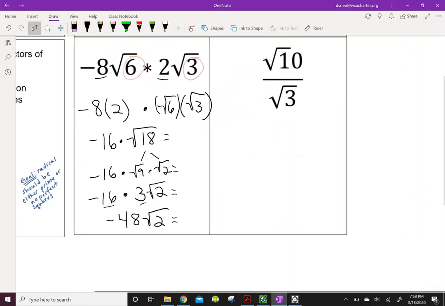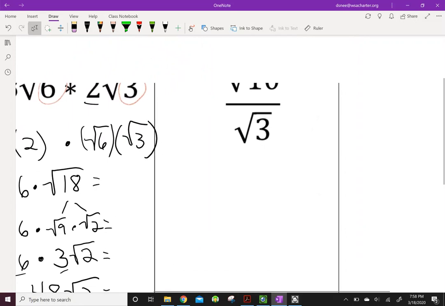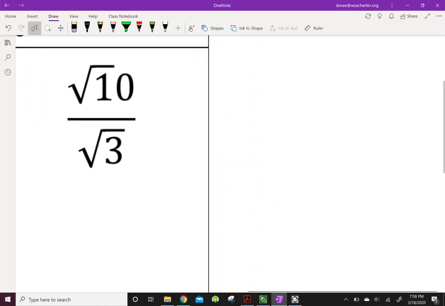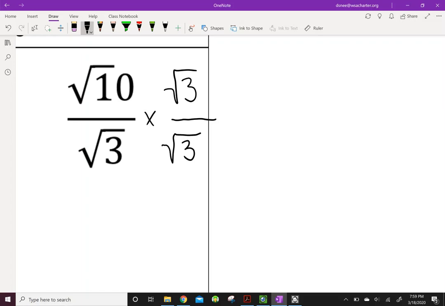When we divide, what we're trying to do is get rid of any radicals in the denominator. And the way we're going to do that is multiply this whole thing by the square root of 3 over the square root of 3. If I multiply the square root of 3 times the square root of 3, what I get is the square root of 9. And if I multiply the square root of 10 times the square root of 3, I get the square root of 30.